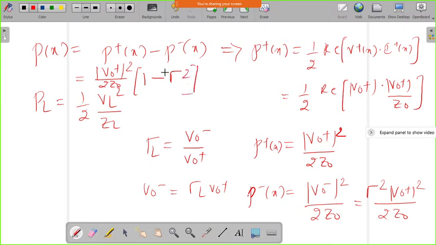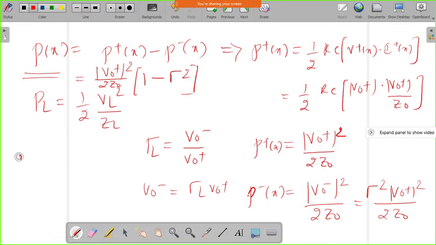So this is what we are going to get for P of x. Now if I equate that P of x to the load value, you will get the value for the load voltage, or you can find the value for the incident voltage, that is V naught plus. So this is the power equation. And you can even find the transmission coefficient. Whatever power is fed from the input side goes into the load side, so you can find the transmission coefficient.